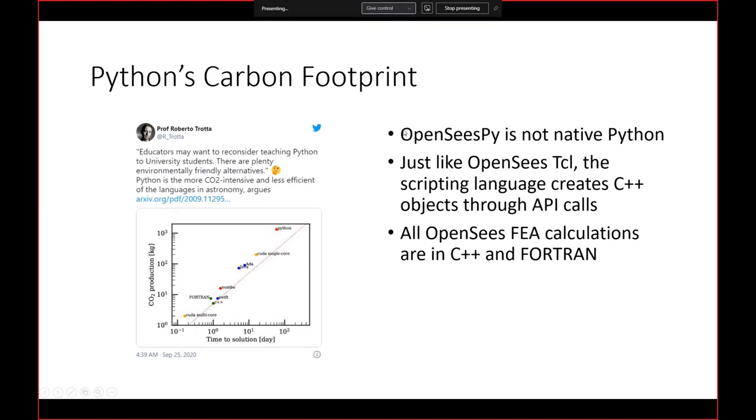But just to make it clear, because some people have asked this before, OpenSeesPy is not native Python. It's just like OpenSees Tcl, right? The scripting language creates C++ objects through API calls. So what's being run underneath is all C++ and Fortran. So here's C++, here's Fortran. Python is way up here, two orders of magnitude more. Actually, I've seen some frame analysis code written in raw or native Python, without Cython or any of the other optimizers, and it's pretty slow, to be honest. But that's not OpenSeesPy. It's not native Python. It's all fast C++ and Fortran. So no different from OpenSees Tcl.